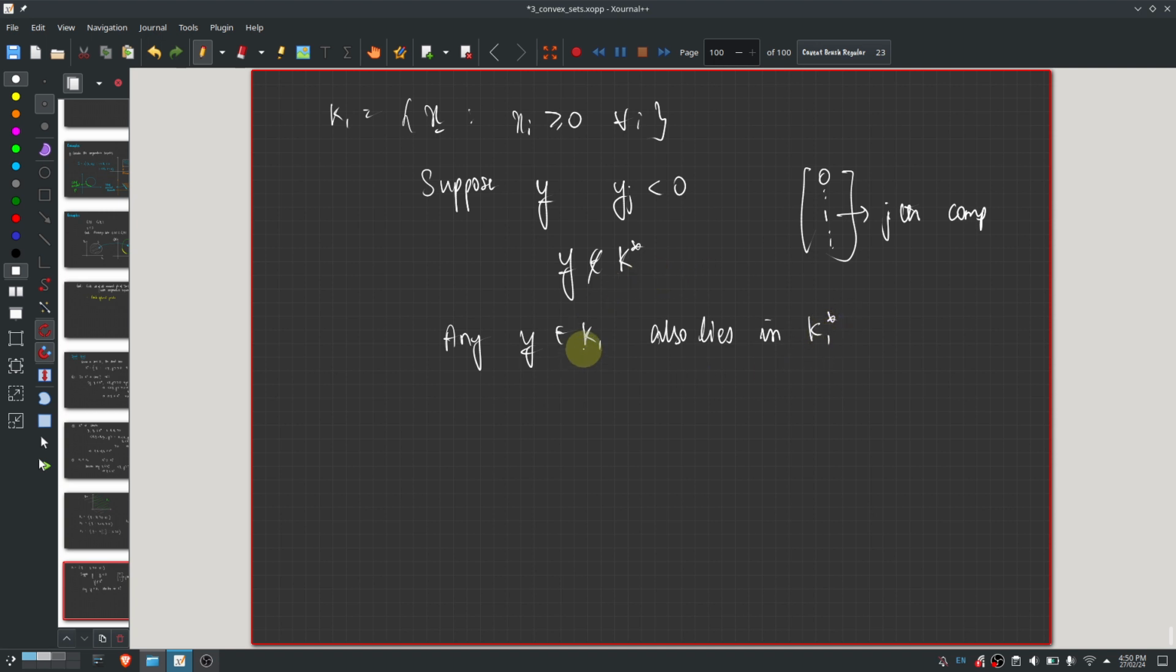So every vector in k1 is also a vector of k1 star, and every vector outside k1, that is, even if one component is less than 0, cannot lie in k1 star. So this is an example where k1, the cone, is also equal to its dual. This is an example of what is called a self-dual cone. Okay, any questions?